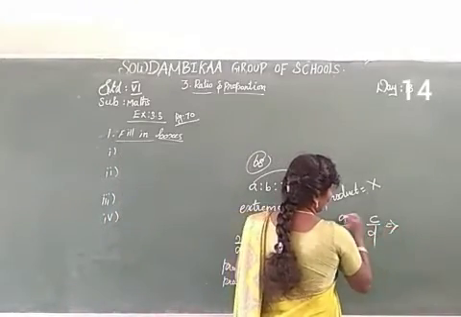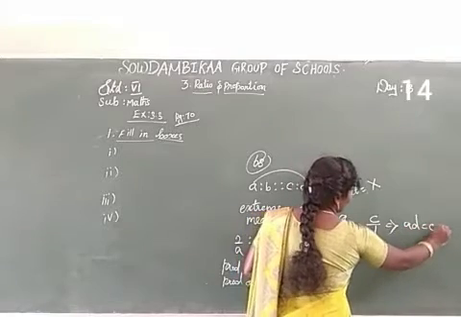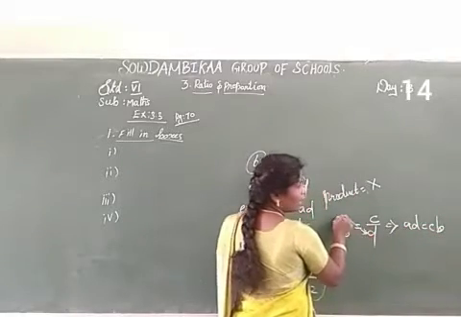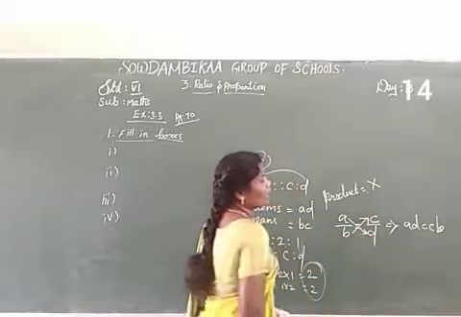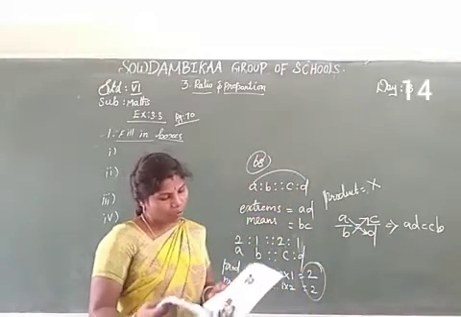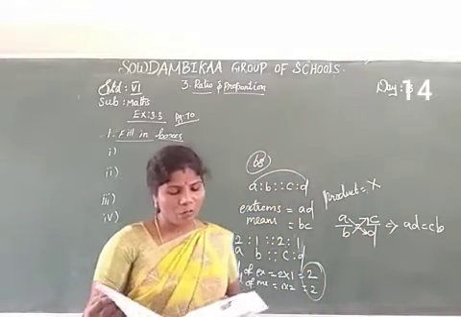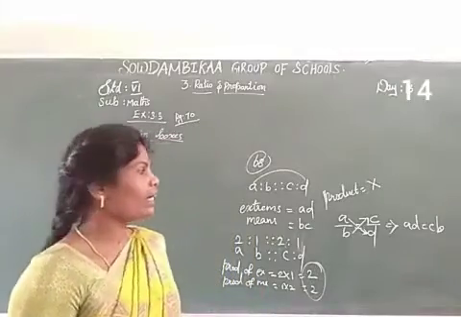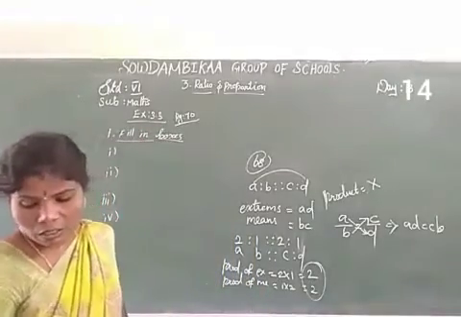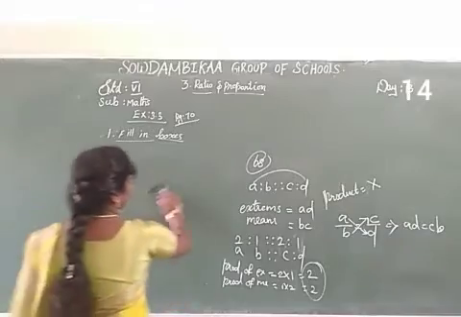Then another: A:B is equal to C:D. A into D is equal to B into C, or C into B. This is called the cross product of proportion. Cross product of proportion. Now go to Exercise 3.3.